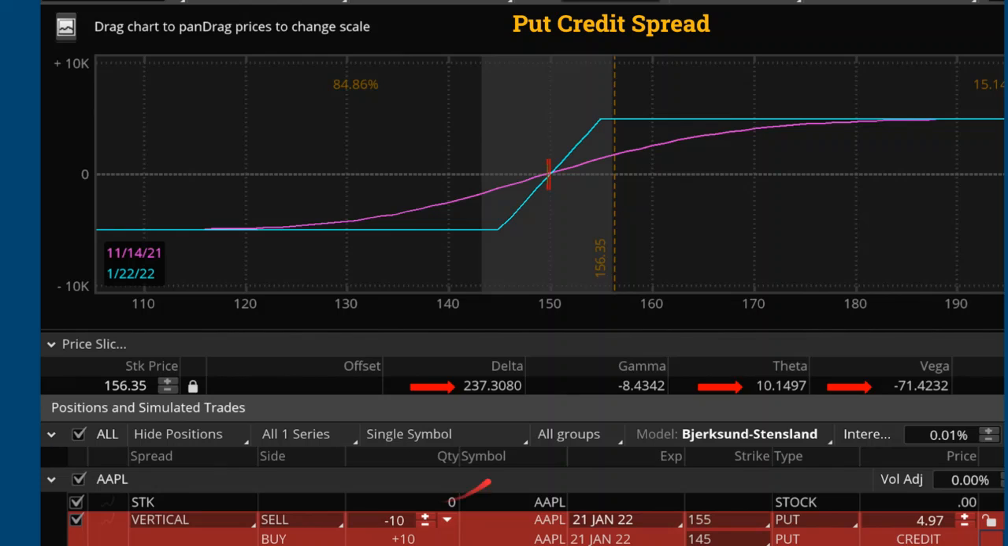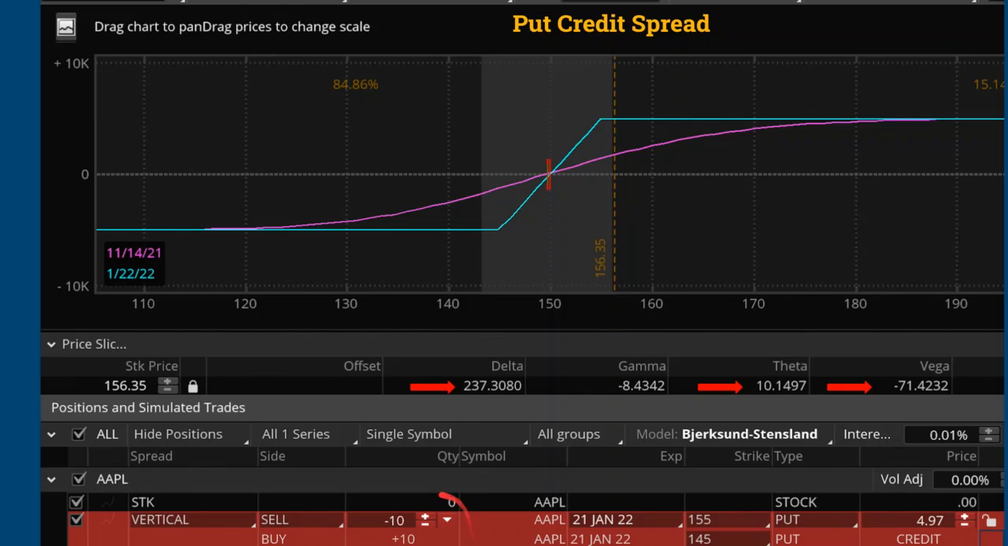So here we have a put credit spread that we looked at when we were looking at spreads. This one happens to be an at the money put credit spread. You can see this is a fairly large position. This is 10 contracts, right? And remember, each contract is times 100. So I'm controlling 1,000 shares of stock here.